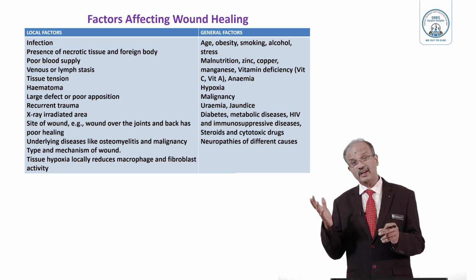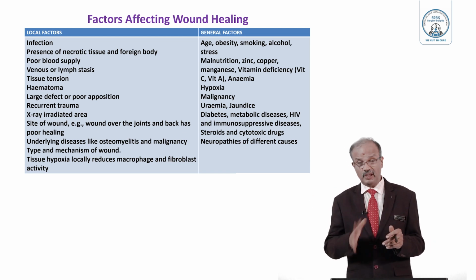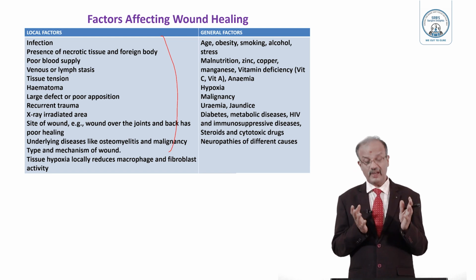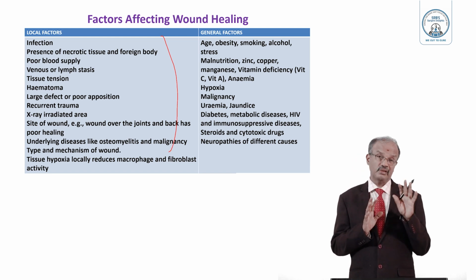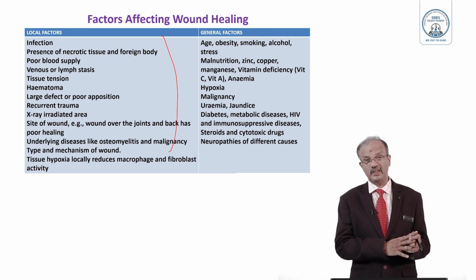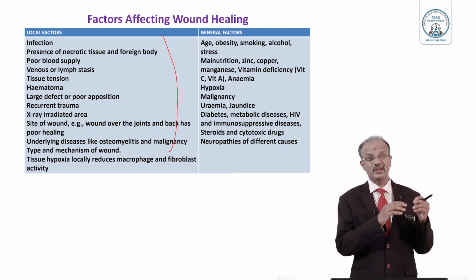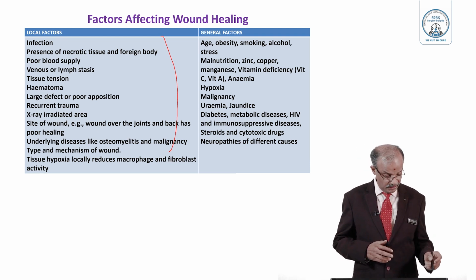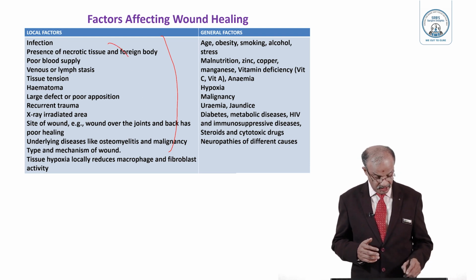But hemoglobin and other things come under general factors. These are the local factors. So when they ask a question on factors affecting wound healing, you have to always tell general and local. First tell about the local factors: joint, foreign body, blood supply, type of wound, extent of the wound, infection, hematoma, all those things mentioned here.